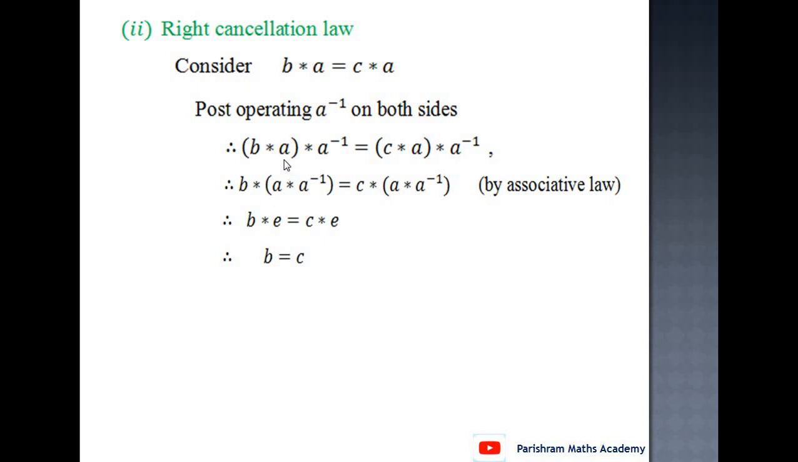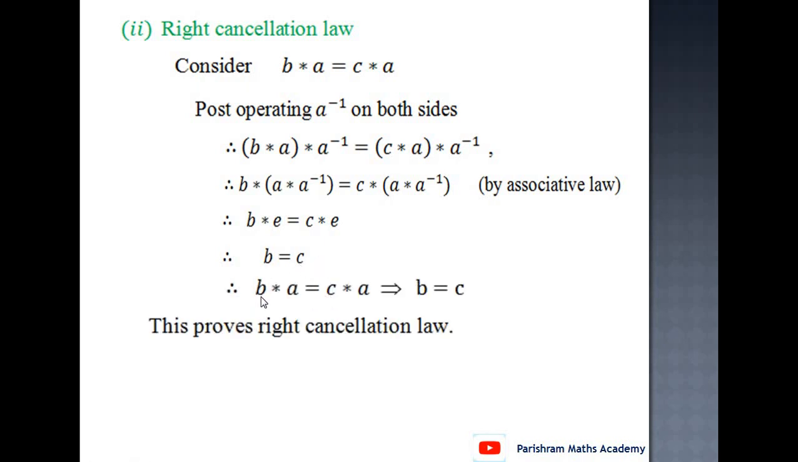B star (A star A inverse), and on the right-hand side, by associative law, C star (A star A inverse). Again, here the value of A star A inverse is nothing but the identity element, and therefore B star E equal to C star E. E is the identity element, and therefore clearly B star E is the same as B and C star E is the same as C. It means B equal to C, and therefore B star A equal to C star A implies B equal to C. This proves the right cancellation law.